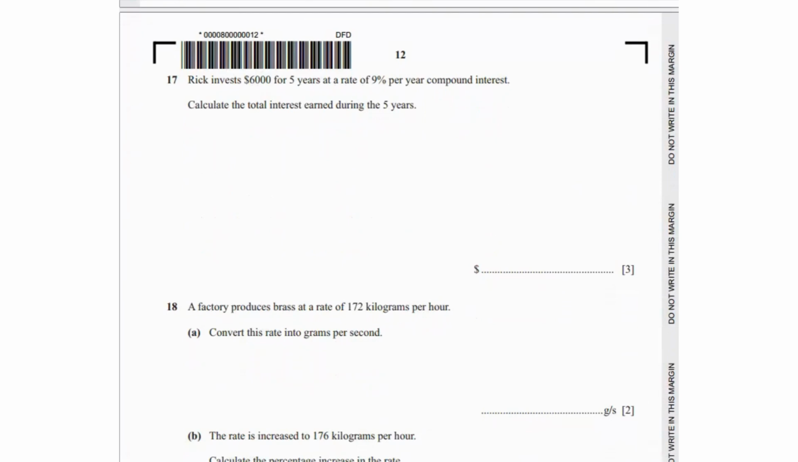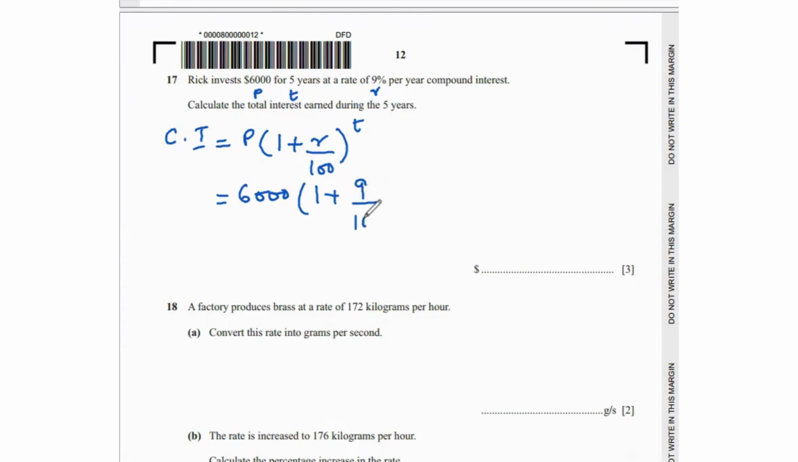Then it says Rick invests $6,000 for 5 years at a rate of 9% per year compound interest. Calculate the total interest earned during the 5 years. So compound interest formula is principal amount, which is 6,000, time is 5 years, and rate of interest is 9. So we do P times 1 plus R over 100 to the power of T, which is 6,000 times 1 plus 9 over 100 whole power 5.